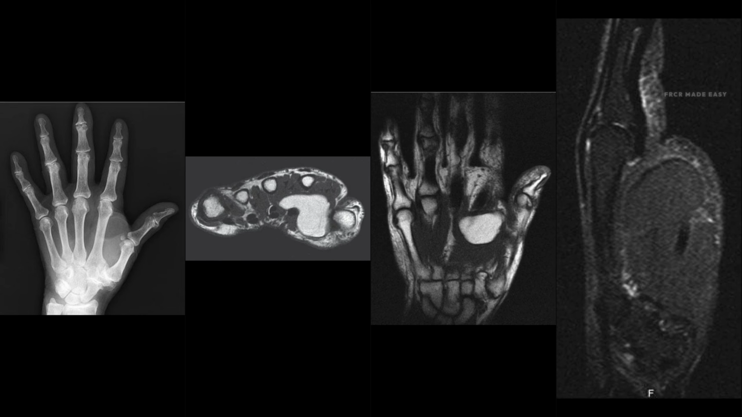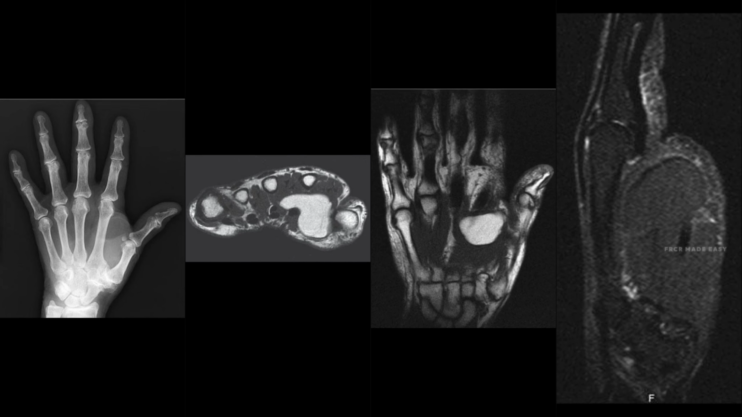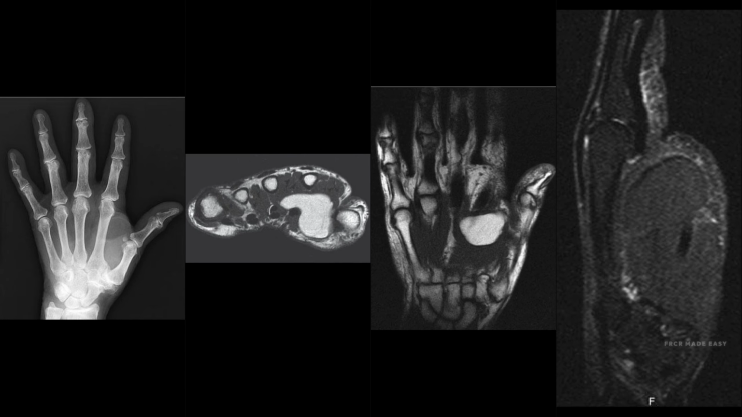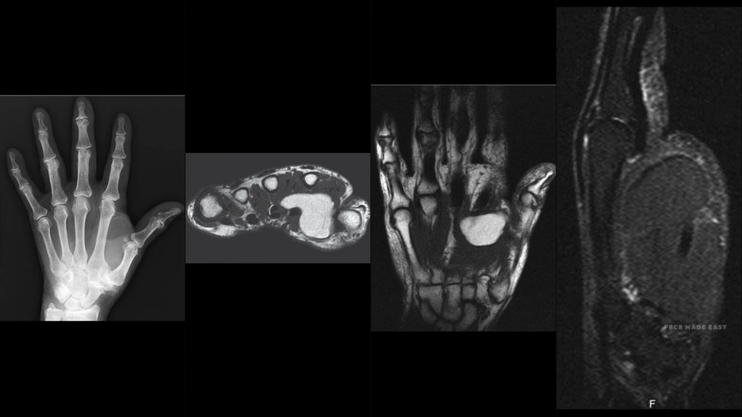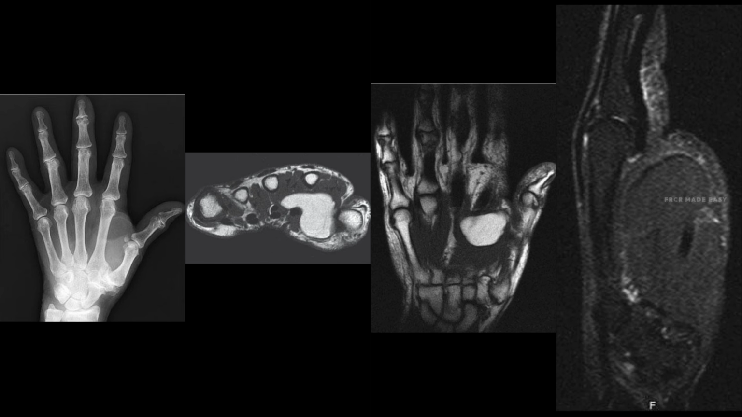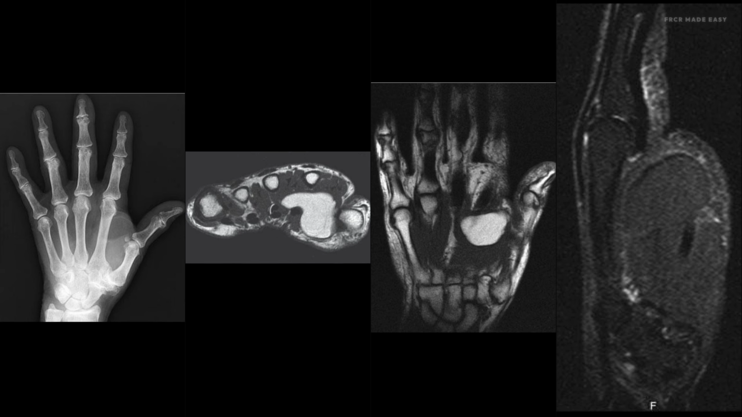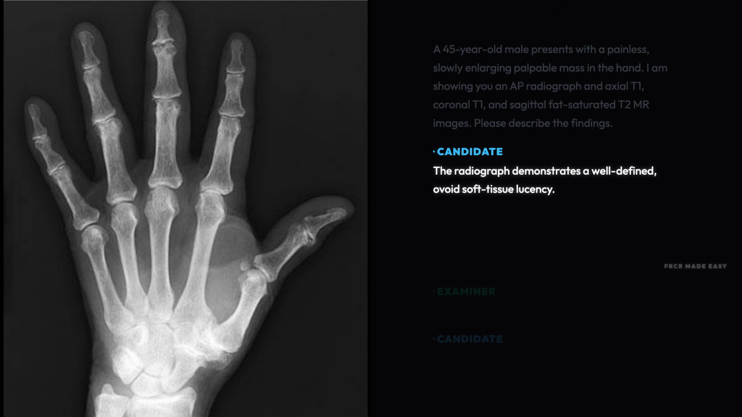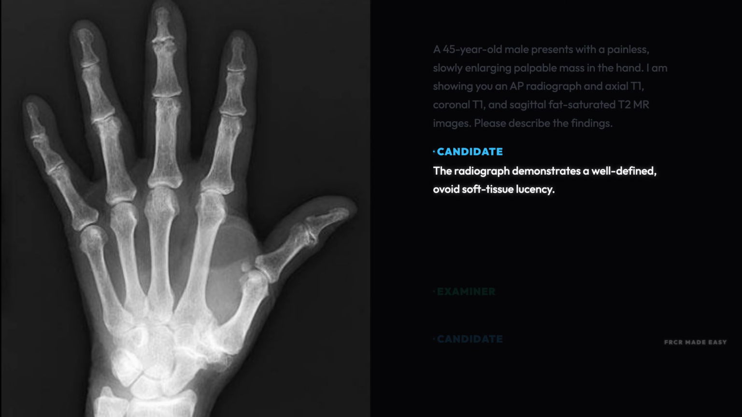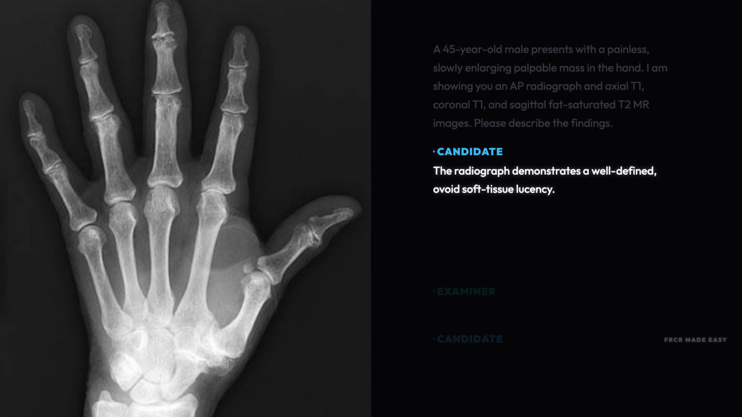A 45-year-old male presents with a painless, slowly enlarging palpable mass in the hand. I am showing you an AP radiograph and axial T1, coronal T1, and sagittal fat saturated T2 magnetic resonance images. Please describe the findings. The radiograph demonstrates a well-defined, ovoid soft tissue lucency.